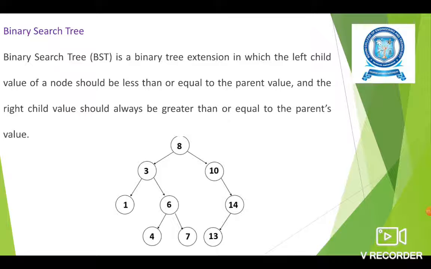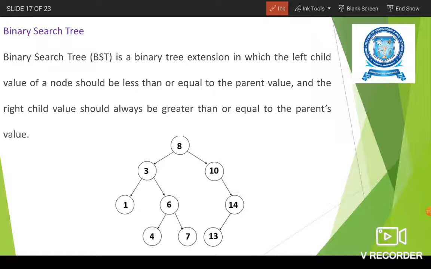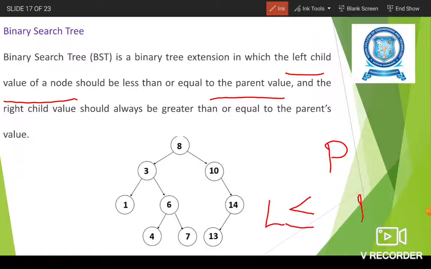Then binary search tree, it is a variation of binary tree. Here we have added one condition. What is the condition? The left child value of the node should be less than or equal to its parent value. Okay, the left child value should be less than or equal to the parent value. And the right child value can be greater than or equal to the parent value. So this is the condition.